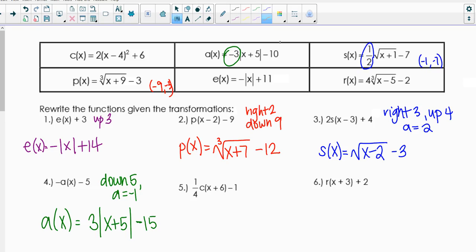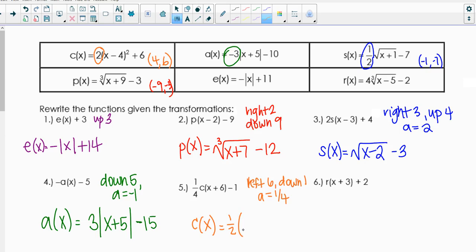For number 5, excuse me, I am going to the left, sorry, I almost wrote it right, left 6 and down 1. My a value needs to get multiplied by 1/4. So for c of x, if I multiply my a value, which is 2, by 1/4, now I'm at 1/2. 2 times 1/4 is 1/2. My critical point was at 4, 6.